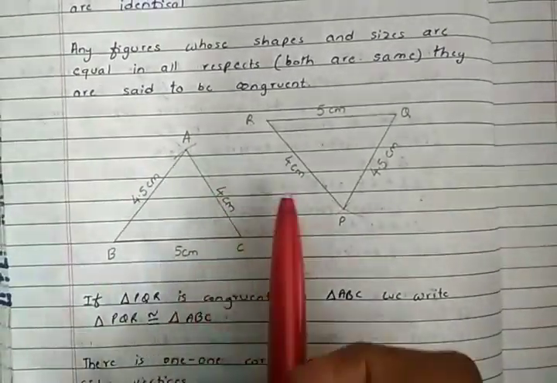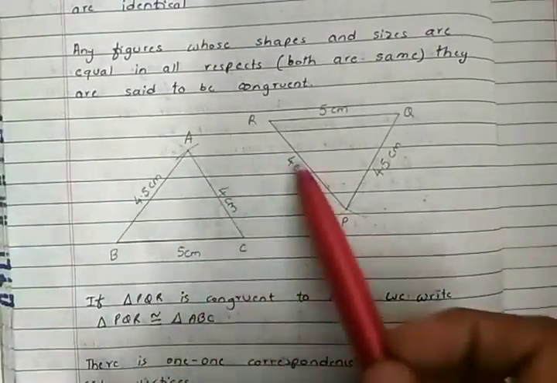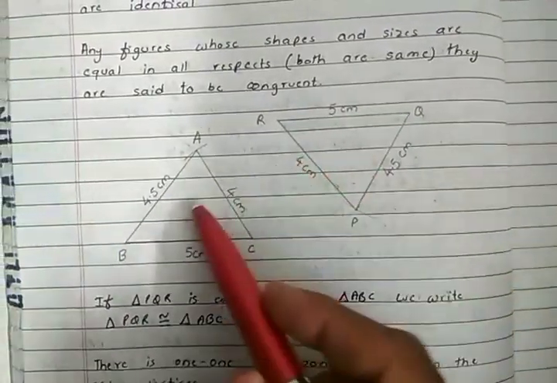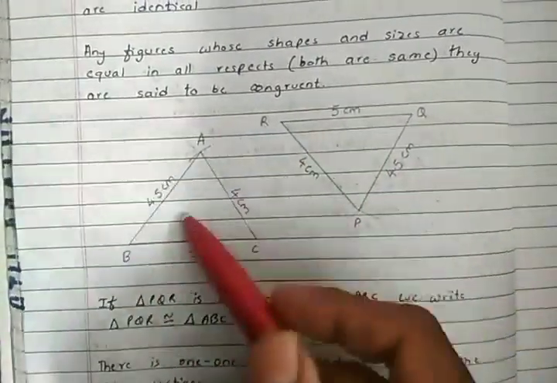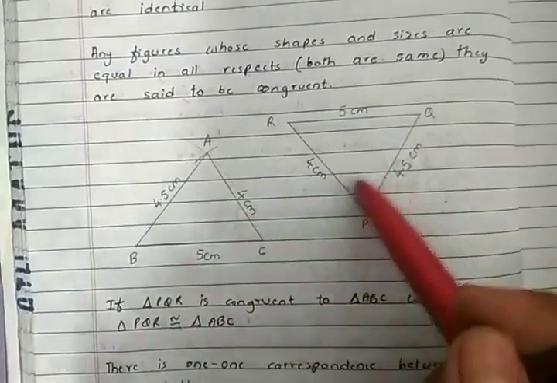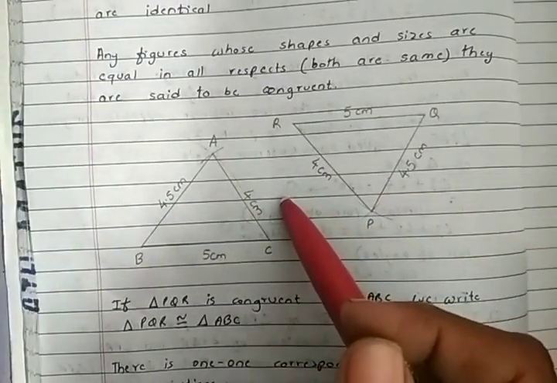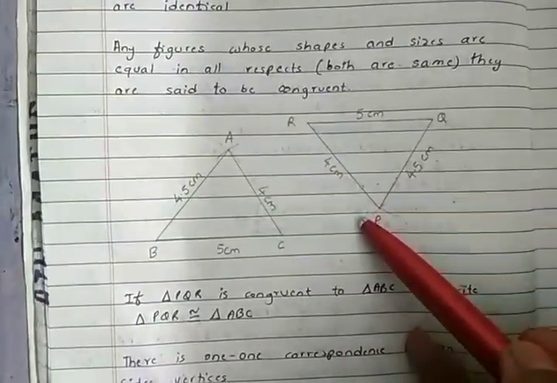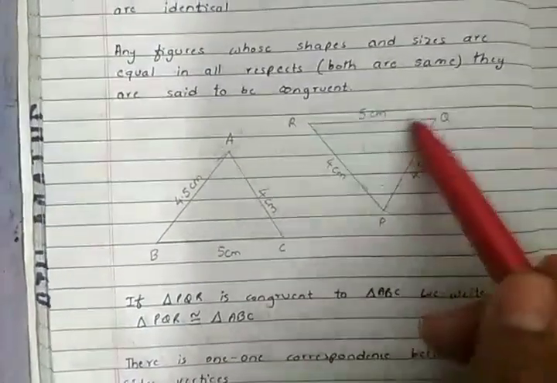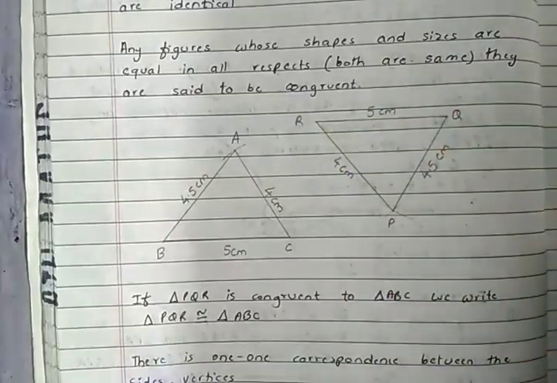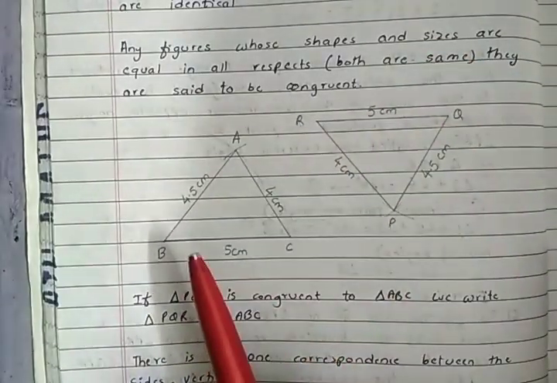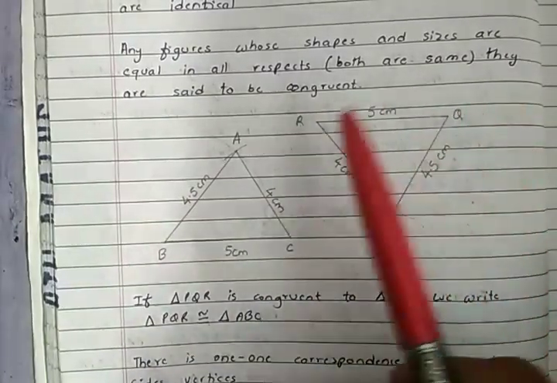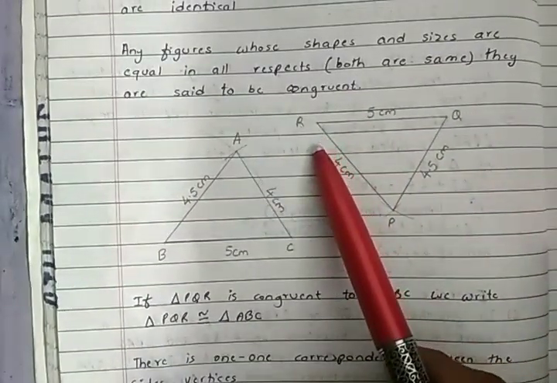All these angles, all these dimensions, if you see, when you compare this triangle with this triangle, you will come to know that they are equal, right? So you can say that all these sides are equal to these sides of triangle PQR. So you can say that triangle ABC is congruent to triangle PQR, right?